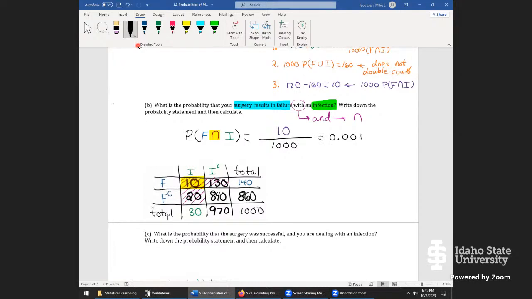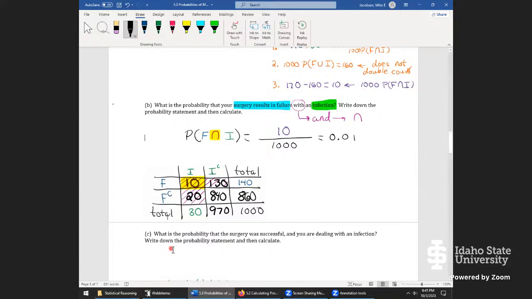0.001. Let me double check that. I think I have too many zeros here. Let me try again. Should be 0.01. Let me move those decimals. Yeah, I think we're in better shape there. So there is a 1% chance with this data, if they're accurate, that you will be in the worst case. No repair to your tendon and you have a gnarly infection all at the same time. Well, any questions, folks, on getting through this one?